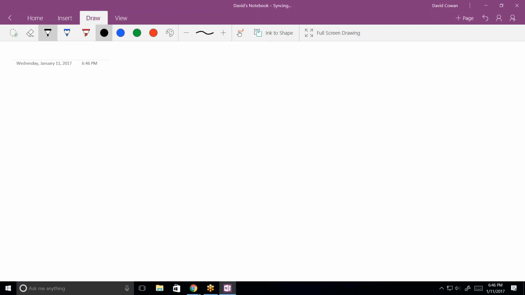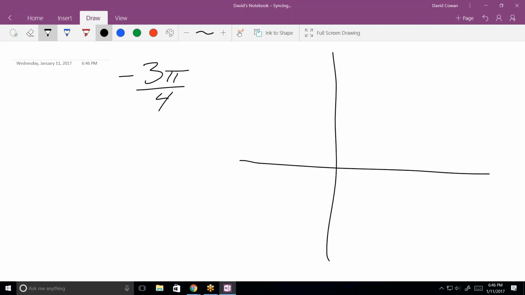The next one is negative 3 pi over 4 radians, and they want the same thing. Most people who go through trig go through a period where they convert everything to degrees, work in degrees, and either convert it back to radians when they're done or leave it in degrees. When they give it to you in radians, they want their answer back in radians.